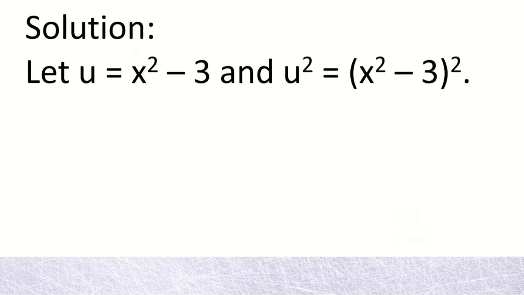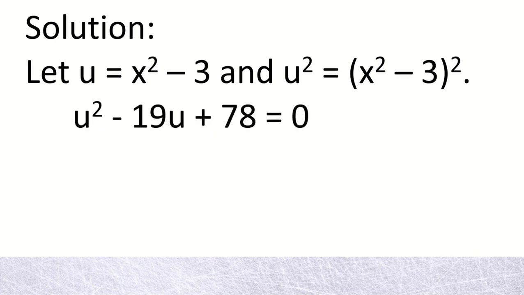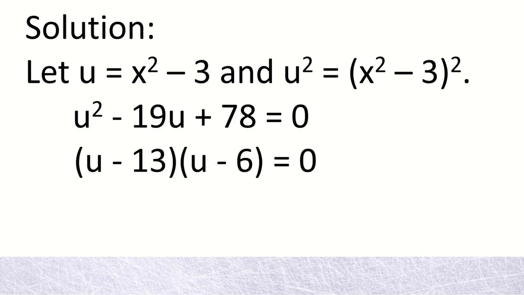The solution now: let u equals x squared minus 3 and u squared equals x squared minus 3 squared. Now the equation becomes u squared minus 19u plus 78 equals 0. Separate the two factors. The factors of 78 that when you add is negative 19 are negative 13 and negative 6.